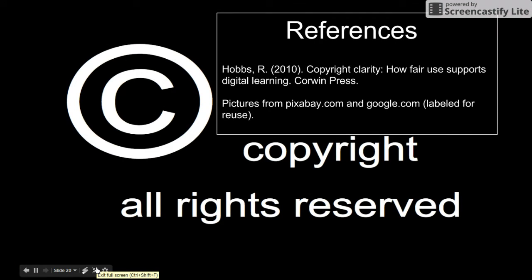For more information about this topic, specifically copyright and fair use, please refer to Renee Hobbs's book, Copyright Clarity: How Fair Use Supports Digital Learning.